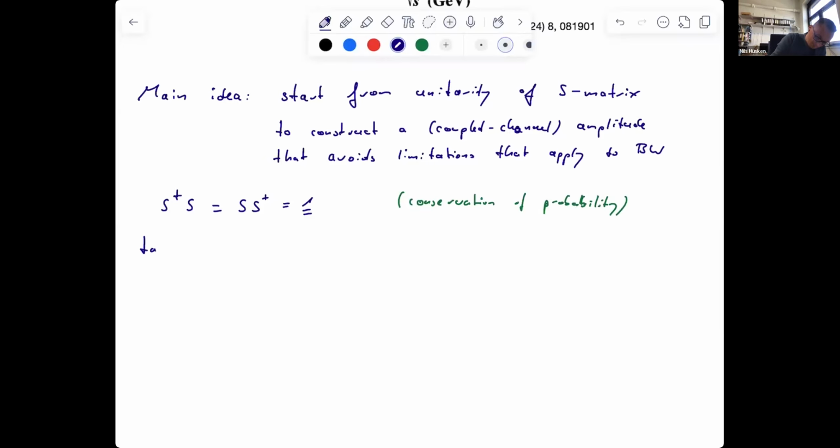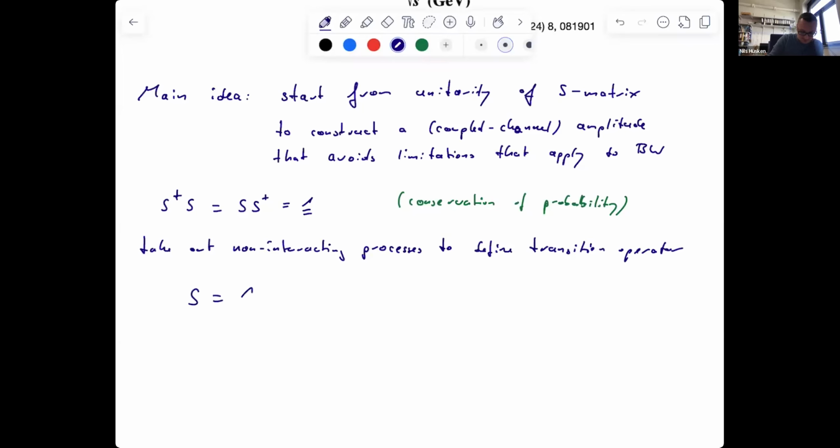So that looks like this. S is then equal to the non-interacting part. So that's just the unit matrix. This is the part that does nothing. And then depending on conventions, you will typically find iT or 2iT here, where T is now this transition operator that contains all the interesting physics that we want to calculate, that we want to describe.